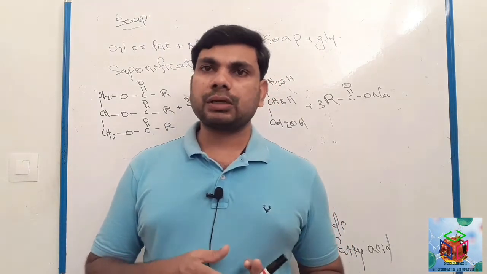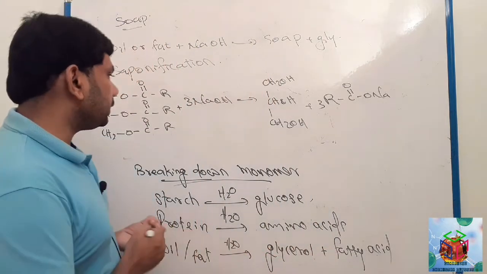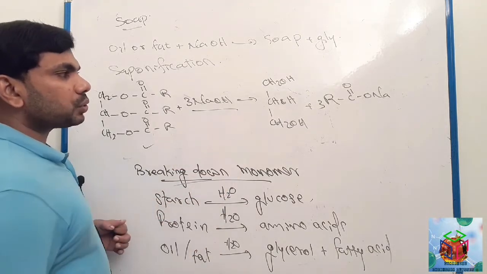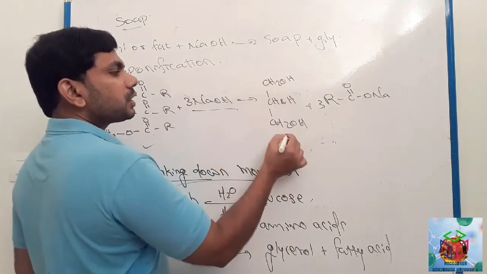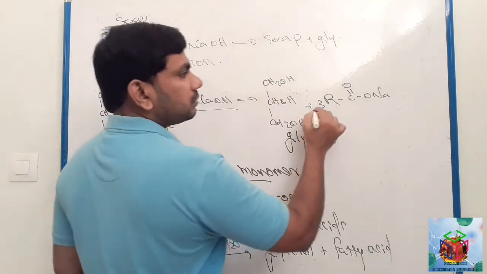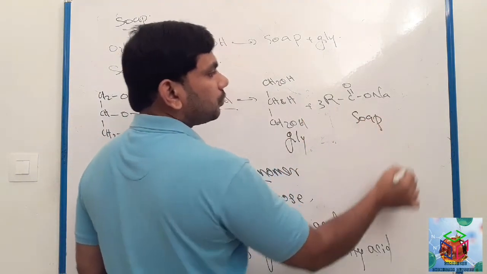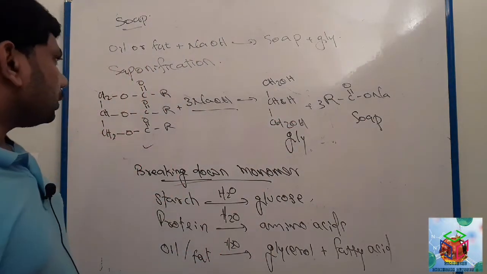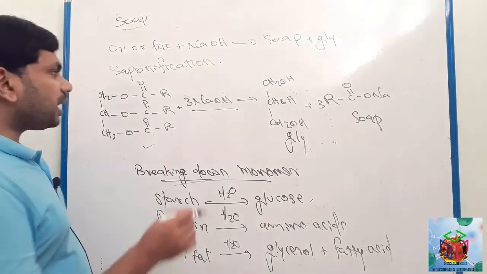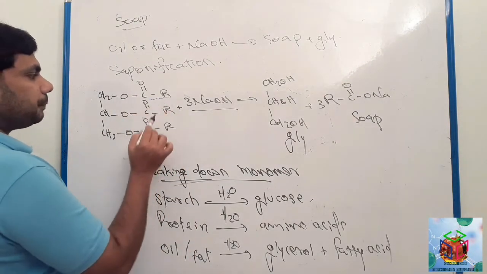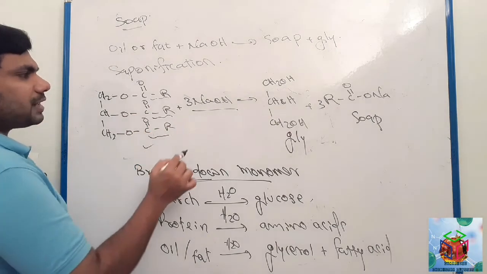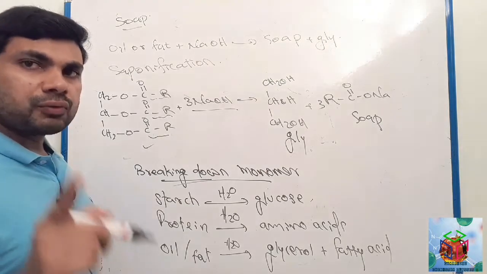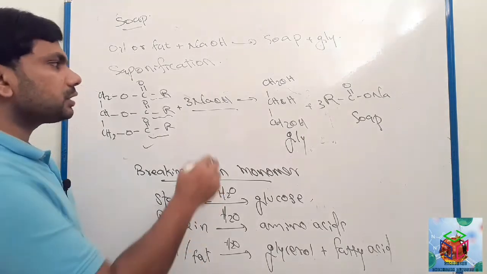So look here, we learned already, this is the structure of oil or fat. This oil or fat reacts with sodium hydroxide, and it produces glycerol, and this is the molecular formula for soap. This is the structure of soap. Okay. So look here, I told you before, in oil or fat there are three reaction sites: 1, 2, 3. That's why we use 3 sodium hydroxide. One molecule of oil or fat will react with 3 sodium hydroxide molecules.